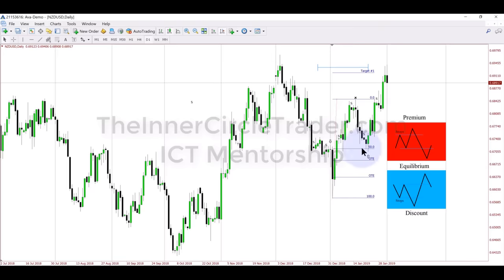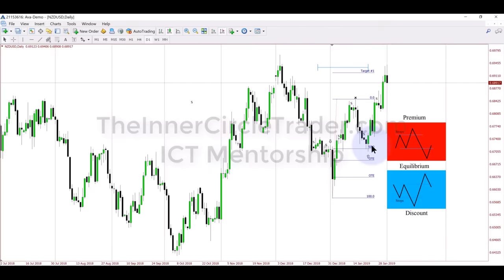Price comes back down into, what is this? Again, equilibrium. So this is, again, a high probability scenario. So we've defined the range in terms of the PDRA matrix. We are at an equilibrium to discount. This should give us a buy.